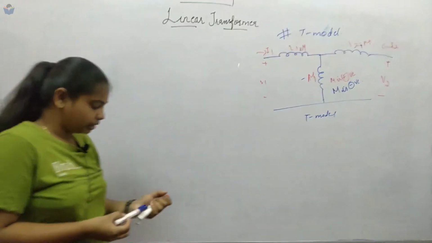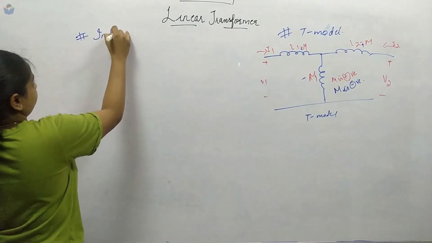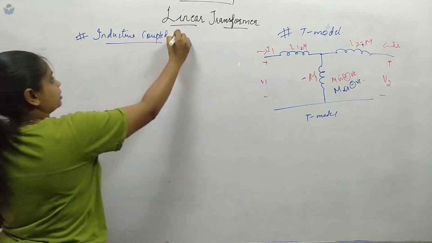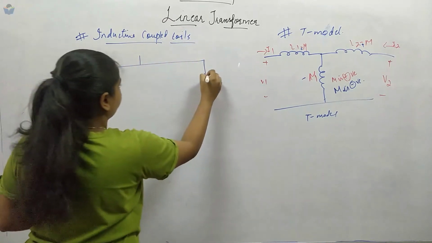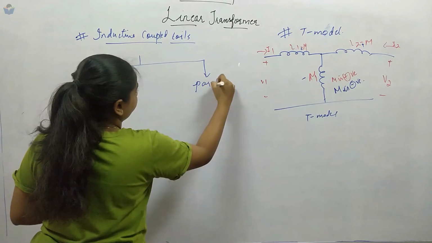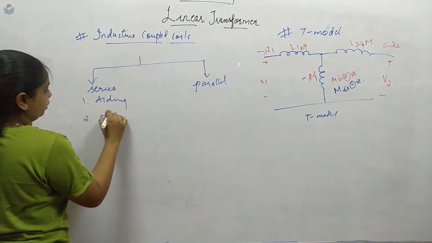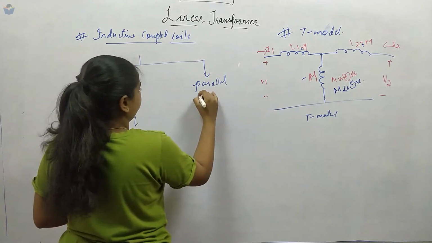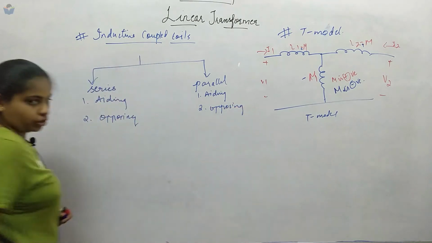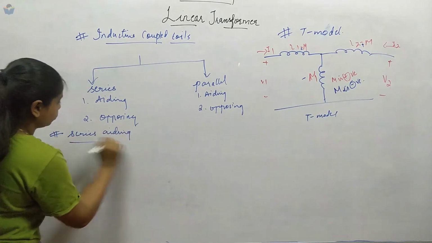Now there is one more small topic in this linear transformer, that is inductively coupled coils. In resistors we see series and parallel. Here also, when two coils are connected in series and parallel, what will be the mutual effect? In this we have aiding and opposing. Our first topic is series aiding.